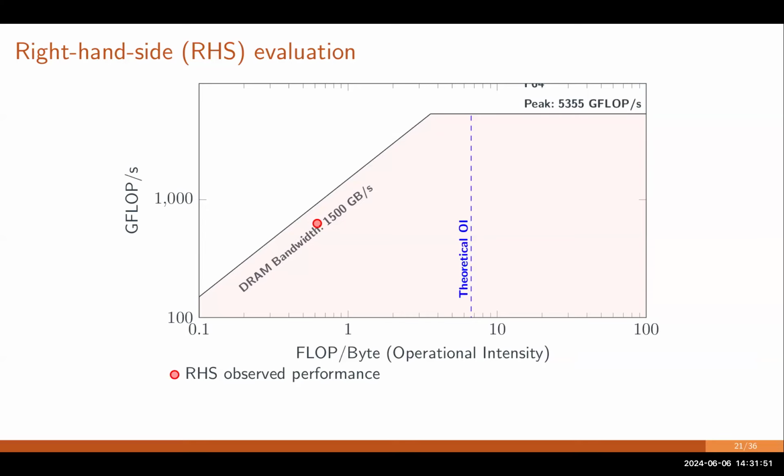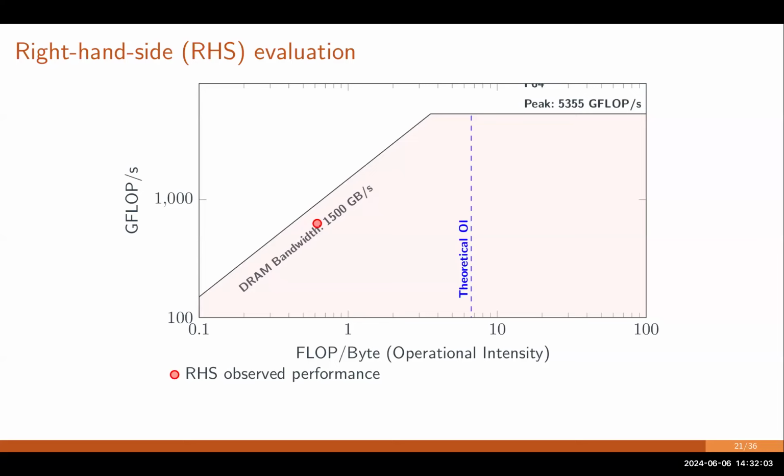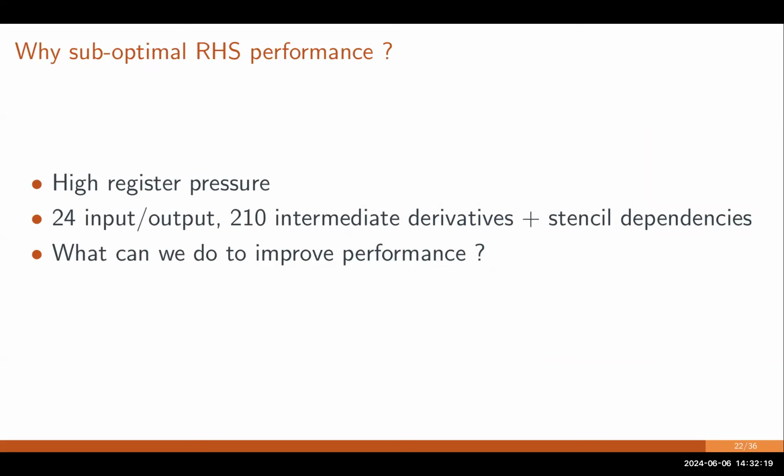If you look at the previous slide, I had the theoretical operational intensity of 6.6. It tells you that if you have that arithmetic intensity, you should be able to hit the peak performance of the GPU. But this is the performance that we could actually hit. So there is clearly something missing in our implementation.